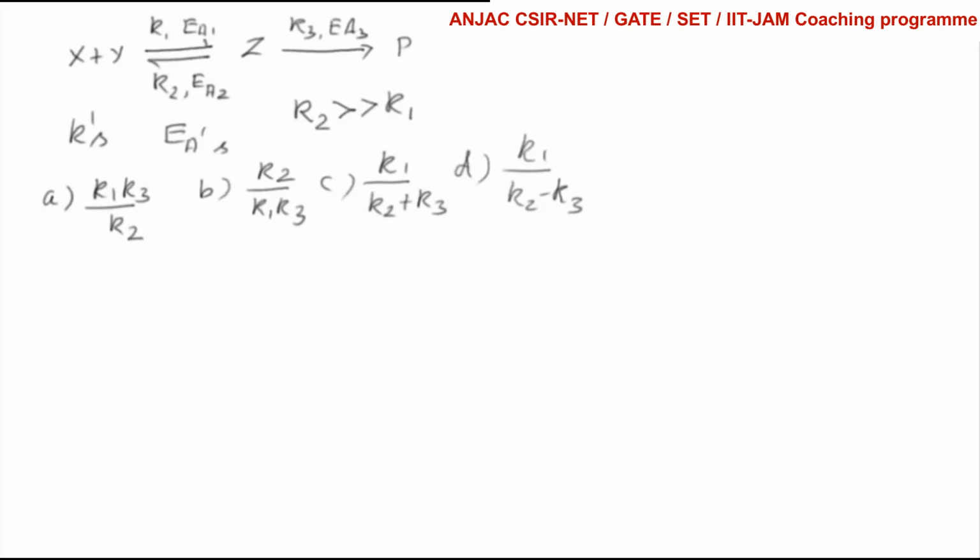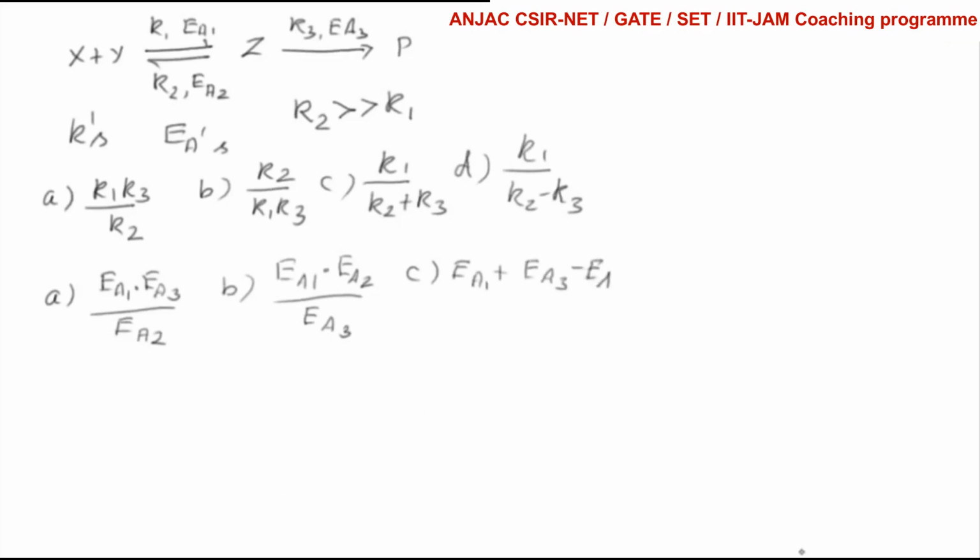The second question asked is: the overall activation energy for the formation of P can be expressed as EA1 into EA3 by EA2; EA1 into EA2 by EA3; C, EA1 plus EA3 minus EA2; D, EA1 by EA2 plus EA3.